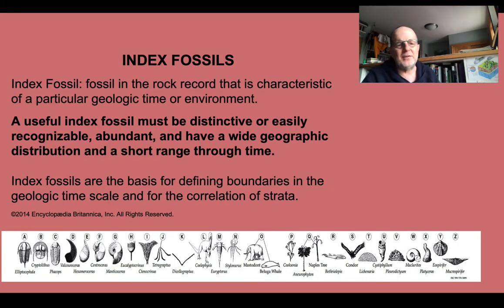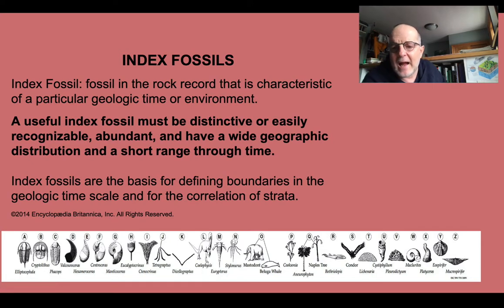So, let's go back to index fossils. They're very important. An index fossil is a fossil in the rock record that is characteristic of a particular geologic time or environment. So, a mastodont, or beluga whale for the recent past, or an Elliptocephala, which is a type of trilobite from the Cambrian period, or a Cooksonia, a type of plant, perhaps from the Devonian period. The condor, recent. We have a dinosaur, Coelophysis, from perhaps the Triassic period.